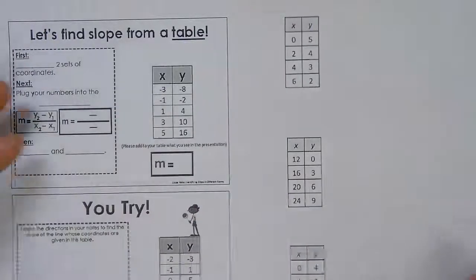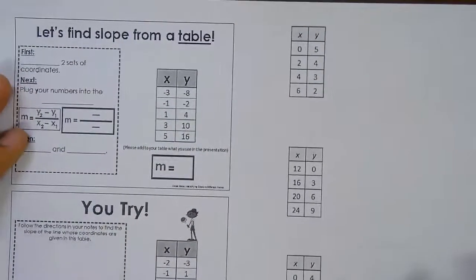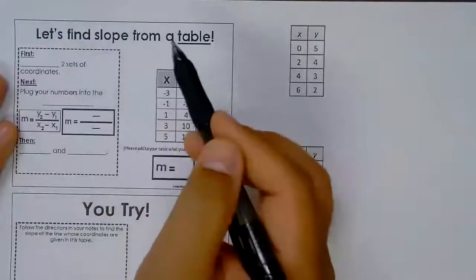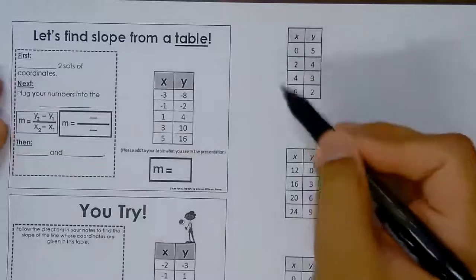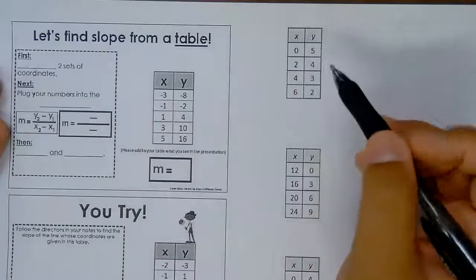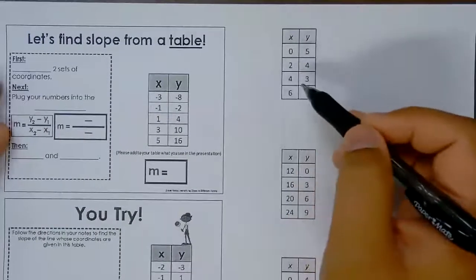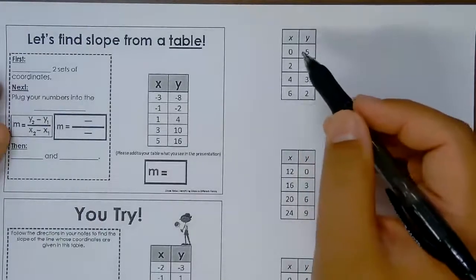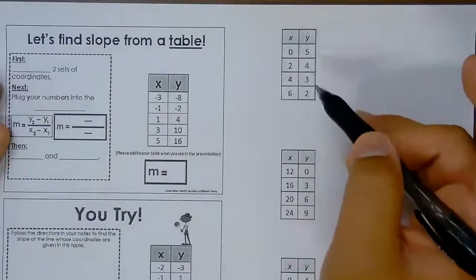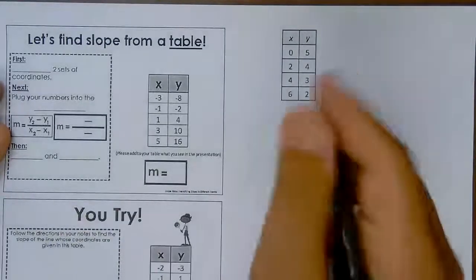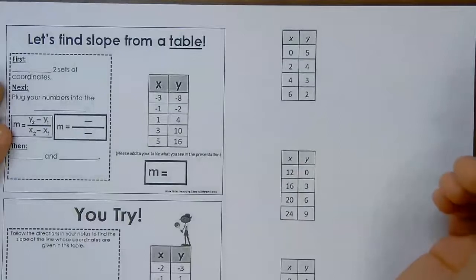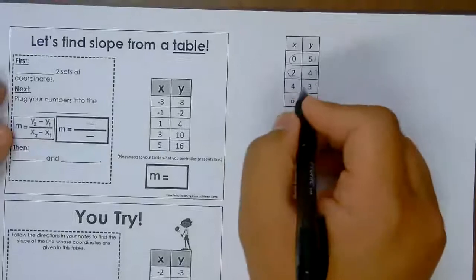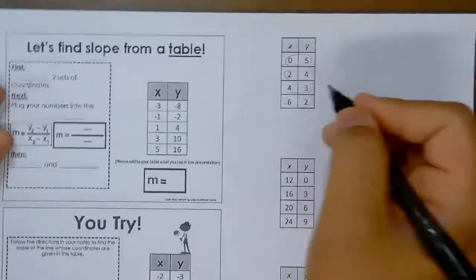All right, so our last way to find slope today, we're actually not going to start in the box quite yet. What we're going to do instead is start with this table. The reason we're starting with the table is because we need to identify what's actually going on here. We see 0, 2, 4, 6, 5, 4, 3, 2. What we're actually saying here is that we have ordered pairs. We have ordered pairs of 0, 5, 2, 4, 4, 3, and 6, 2.